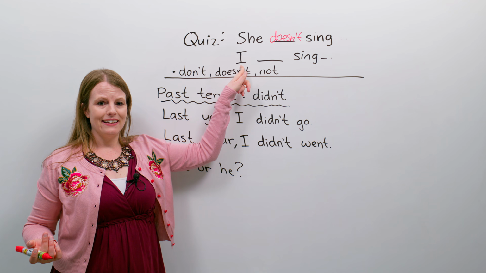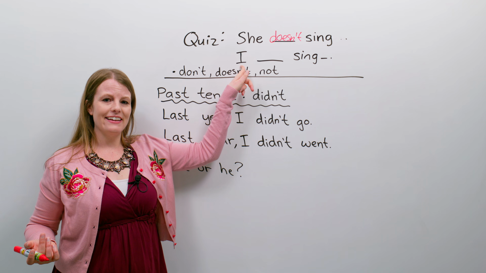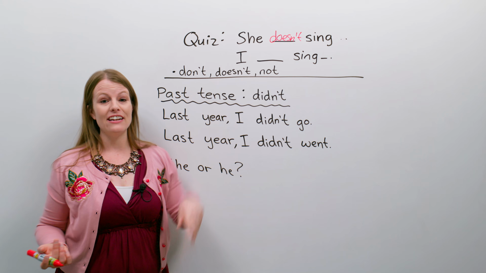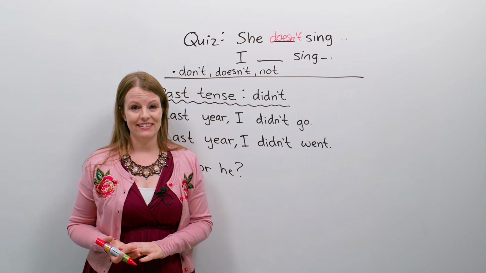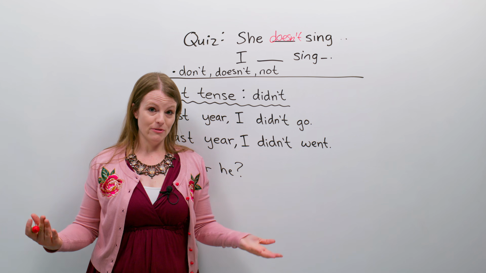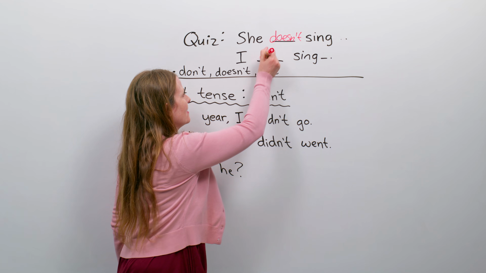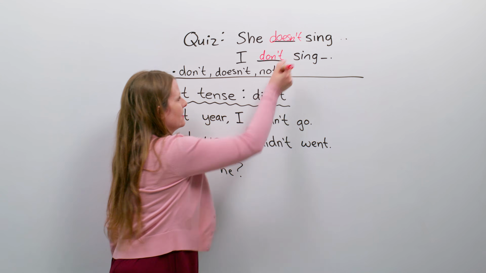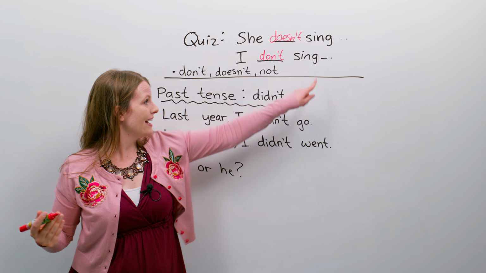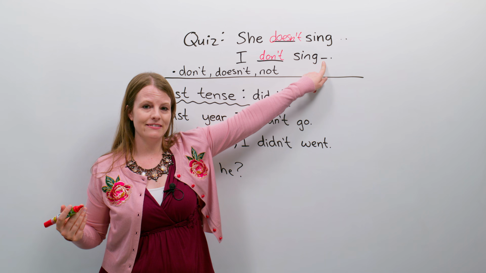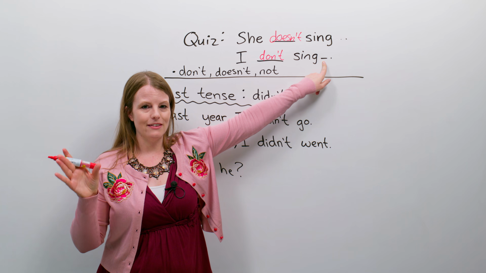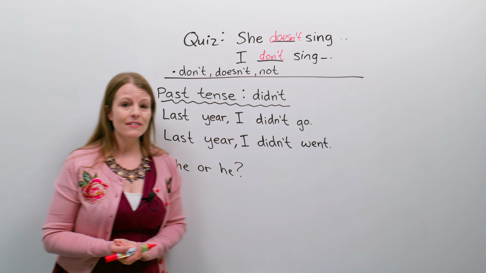What about I? I don't sing, I doesn't sing, or I not sing. Well, in this case, we would use don't. I don't sing. And do we add anything to the end here? No, we keep the verb in its base form.